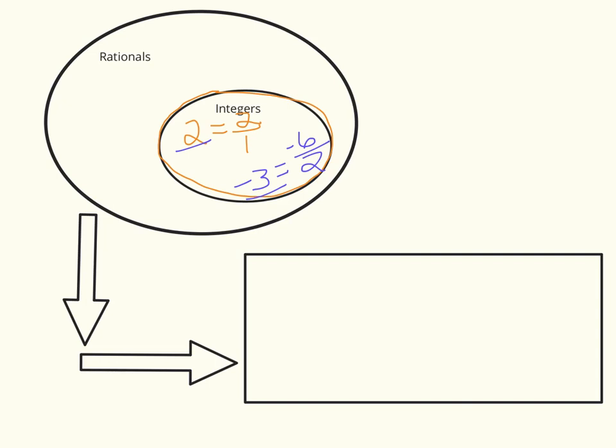But what if we have examples like 1/2? 1/2 is out here. It's a rational number, but it's not an integer. 3/4, 0.56 are all rational numbers that are not integers, but all integers are rational. So let's write that out.